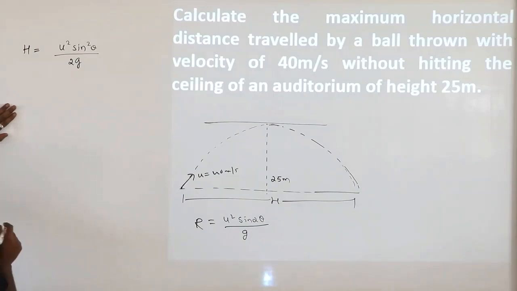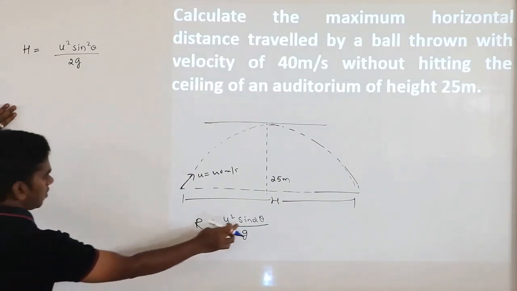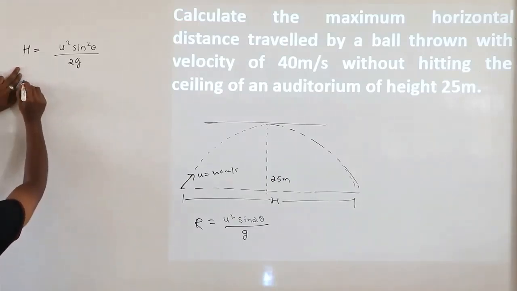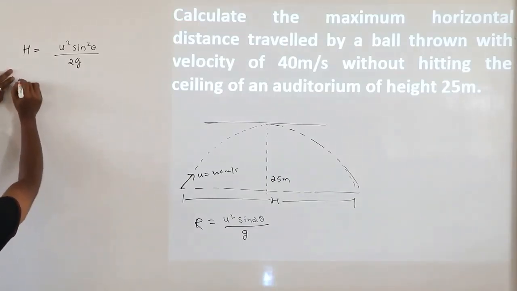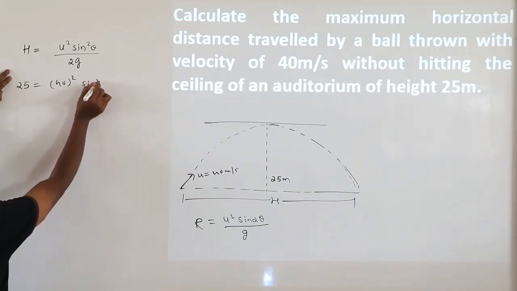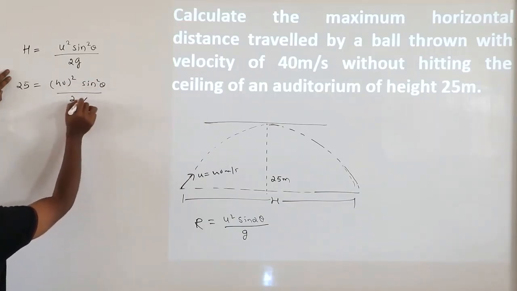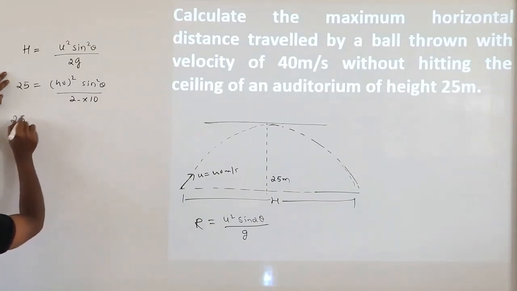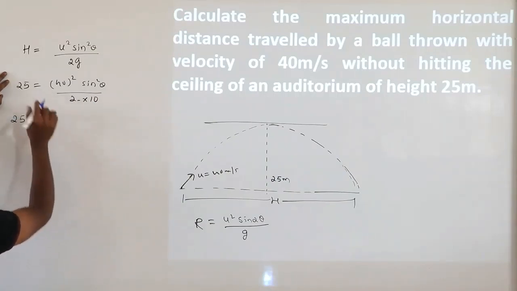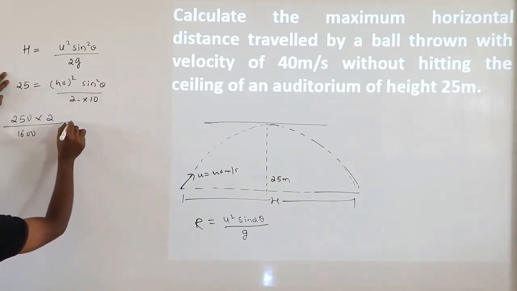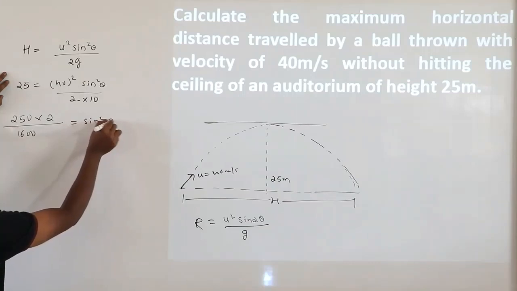What is that? They are asking only the range. So for that we need theta here, so theta we can get from this one. So what you can write: height is 25, so u square means 40 square, sine square theta divided by 2 into 10. This will become 250, and 40 square will be 1600, so this is sine square theta.